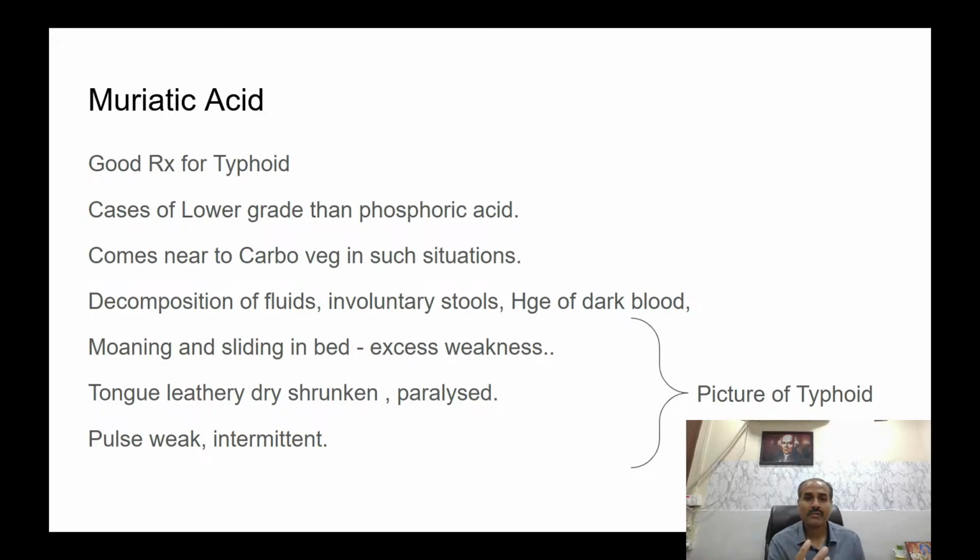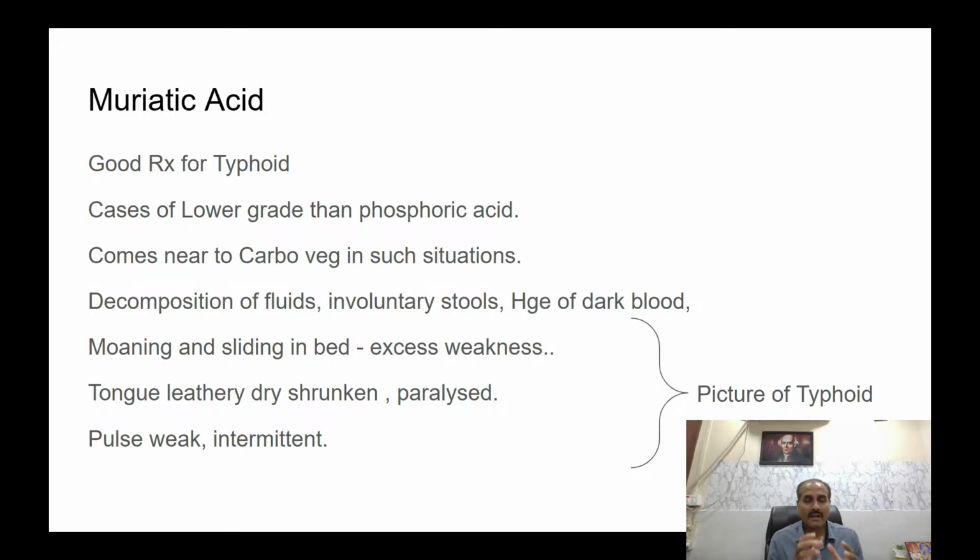There is decomposition of fluids, involuntary stools, hemorrhage of dark blood, moaning and sliding in the bed, excess of weakness, tongue is leathery, dry, shrunken, paralyzed, and pulse is weak and intermittent. The entire picture of typhoid is placed in front of you in the remedy muriatic acid.